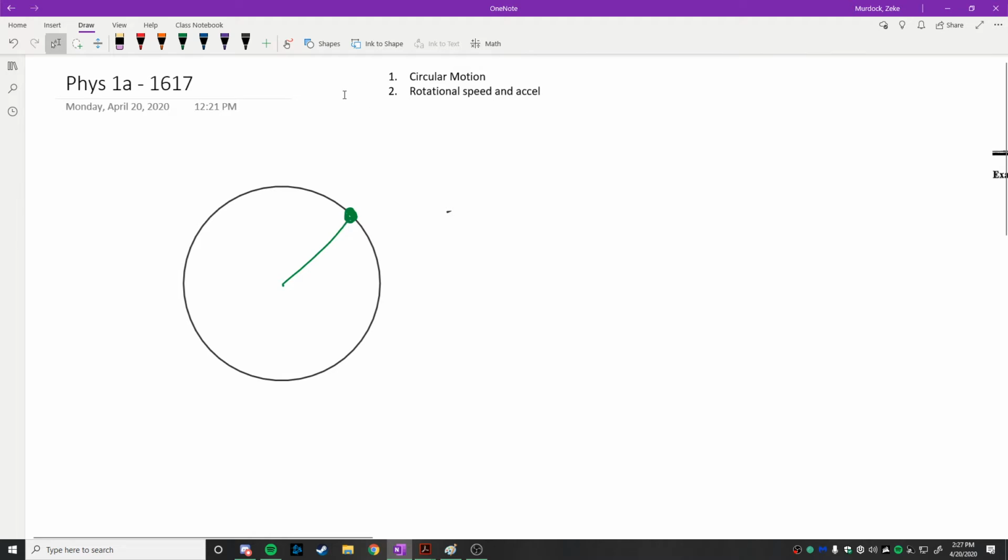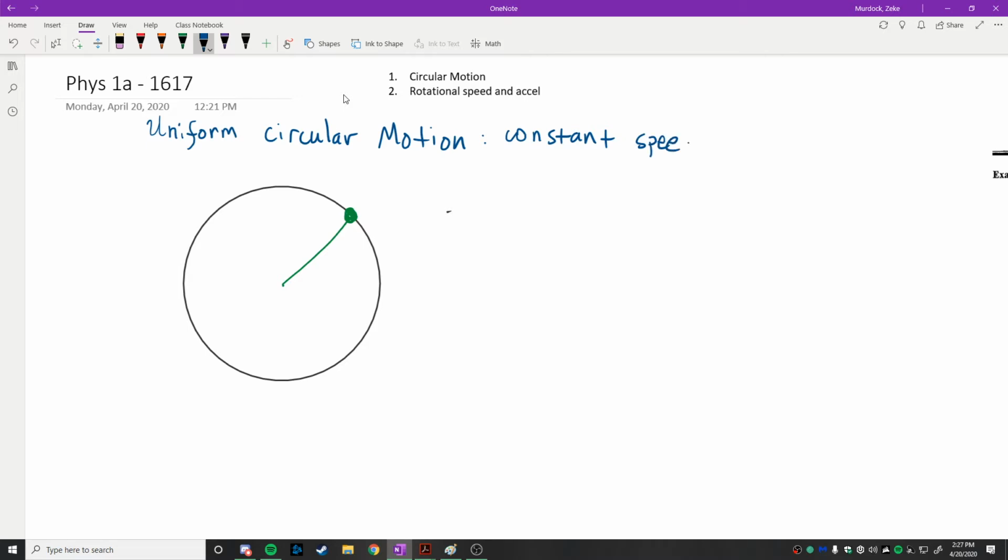And let's say that we want to describe some of the properties of this object, okay? The first thing I'll point out is at any moment in time, this ball, as it moves in a circle, okay? Let's specifically describe what we call uniform circular motion. And what that really means is constant speed. Not constant velocity, but constant speed, right? At any moment in time, it's going to have a velocity that we call v.